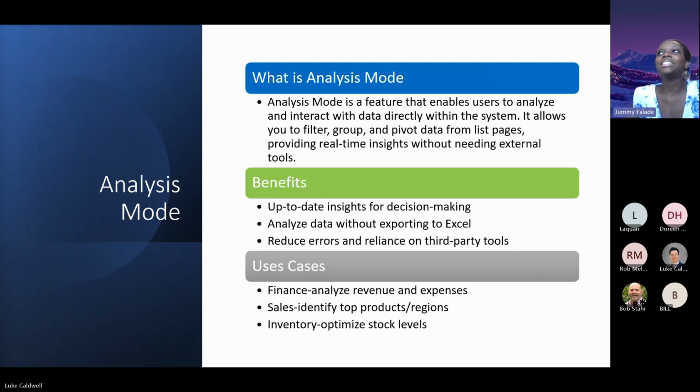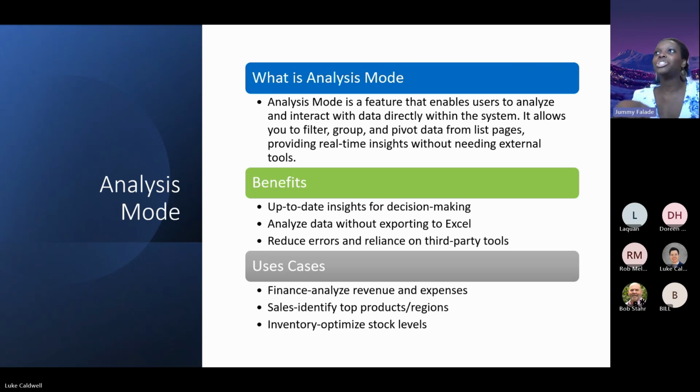Perfect. So now, what is analysis mode? It is a feature that enables users to analyze and interact with data directly from Business Central. Of course, you can read through the slides, but it has many benefits and multiple use cases. It helps you filter data, group data. You can even pivot data from any list page in Business Central. When I say list page, I'm talking vendor ledger entries, your posted sales invoice page, your posted purchase invoice pages.